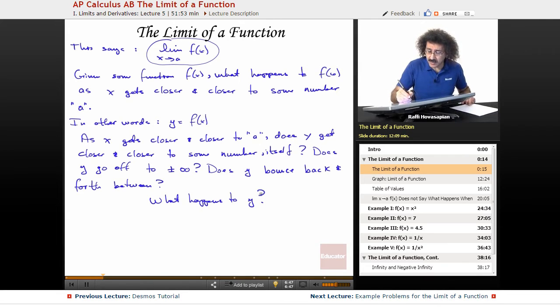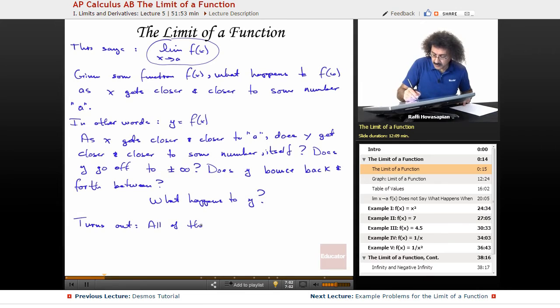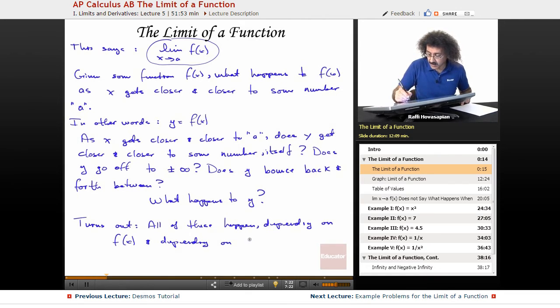Sometimes y gets close to a number. Sometimes it goes off to infinity, positive or negative infinity. And sometimes it just oscillates between two numbers. So, it turns out all of these happen depending on the function and depending on the number you're approaching, depending on a. Depending on what f of x is, depending on x and f of x, and depending on a.